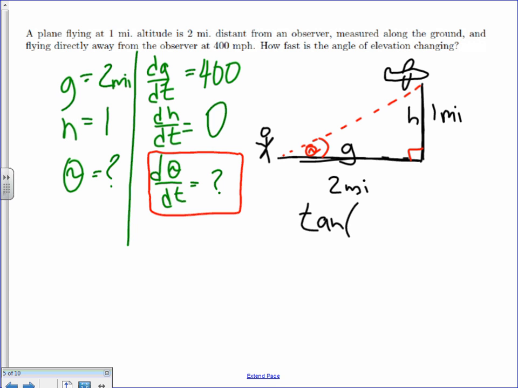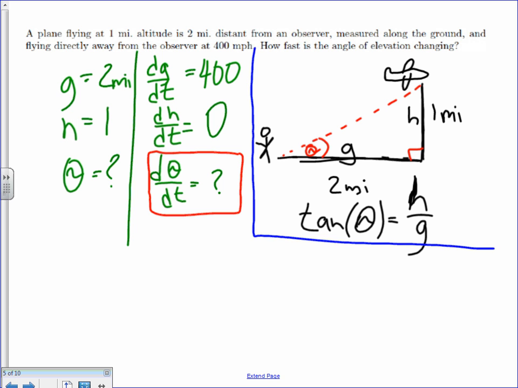Tangent of theta equals h over g. So this is always my first step here. Set up our formula that is going to get this thing in it. We've got to get a formula that has d theta dt in it. We want to figure out d theta dt. We better get a formula with d theta dt in it.